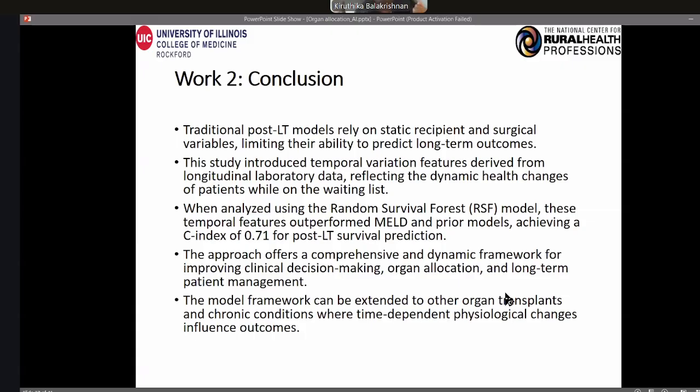static snapshots. When we analyzed these features using a random survival forest model, we found that it significantly outperformed MELD and previous models, achieving a C-index of 0.71 for predicting long-term post-transplantation survival. This substantial improvement shows the value of using time-based information.